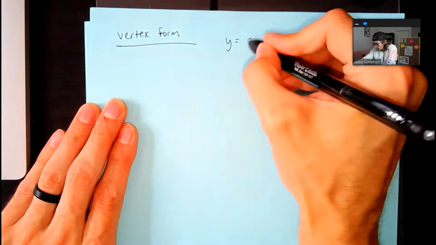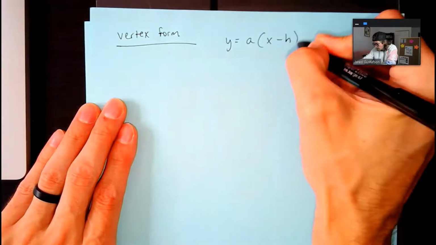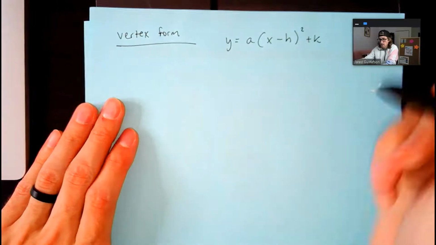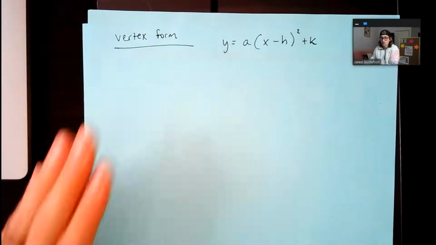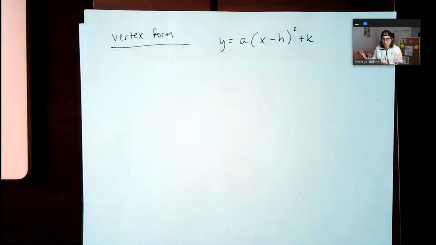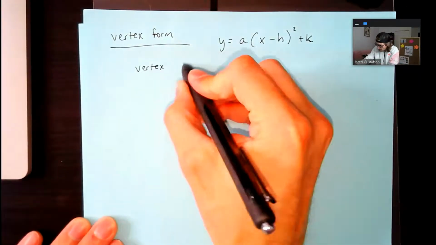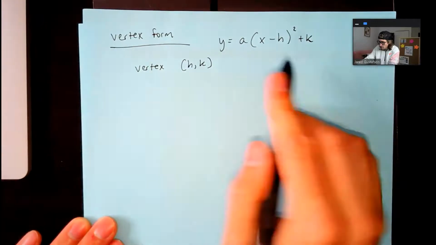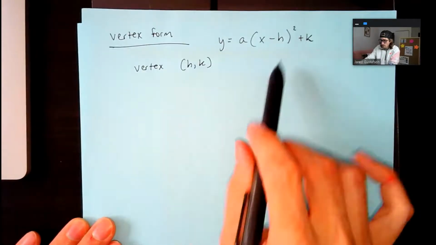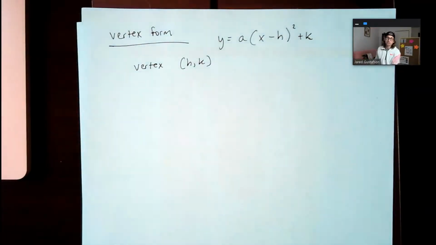Y equals a times the quantity x minus h squared plus k. Why is it called vertex form? Because it tells you where the vertex is. The vertex is h comma k. Please notice the signs. We have a minus h in vertex form, so be careful for that.